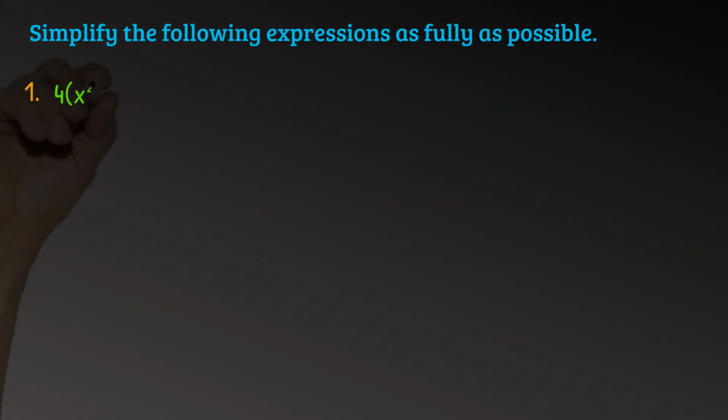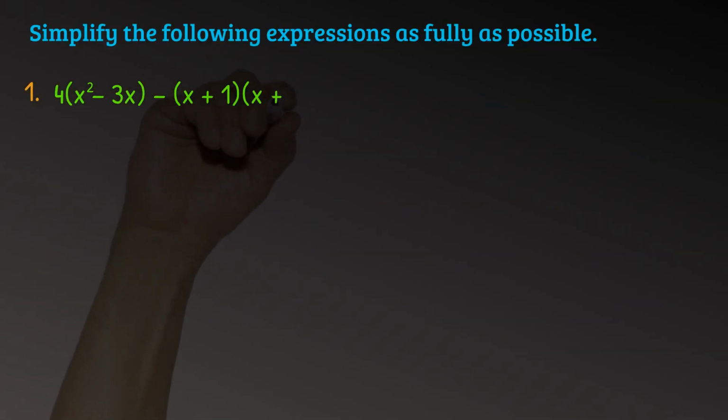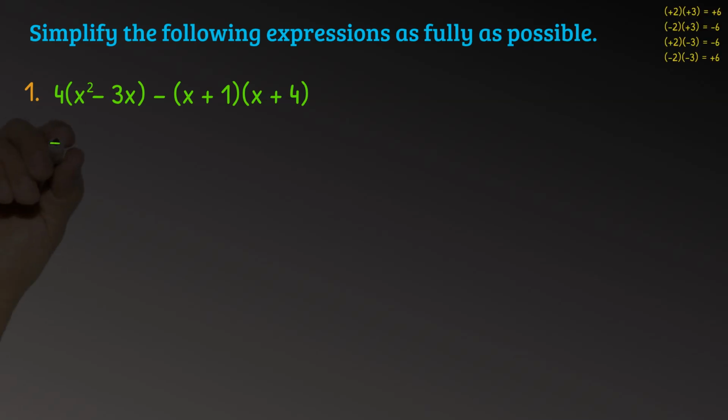So in question 1 we start by multiplying out the first bracket, the same as we've done in previous videos. So we times 4 by x squared and we get 4x squared, and then we multiply 4 by minus 3x, which gives us minus 12x.